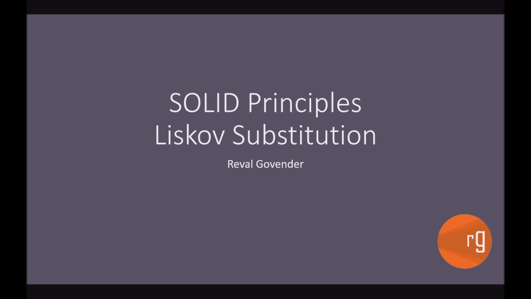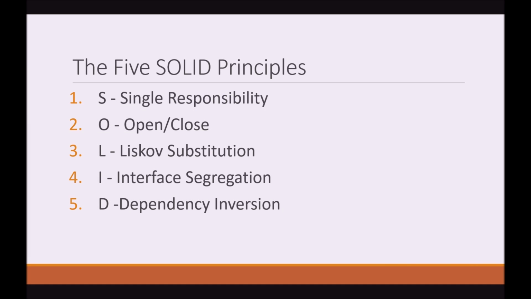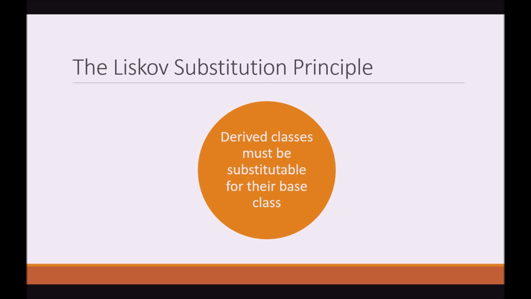Today we're going to be discussing the L in SOLID, and that is the Liskov Substitution Principle. So once again, here are the five SOLID principles. You can skip ahead if you don't want to read through this again, but I want to make sure you remember and get this stuck in your head. S is for single responsibility, O is for open close, L is for Liskov substitution, I is for interface segregation, D is for dependency inversion. So let's take a look at the Liskov Substitution Principle.